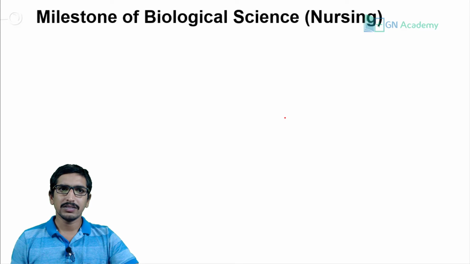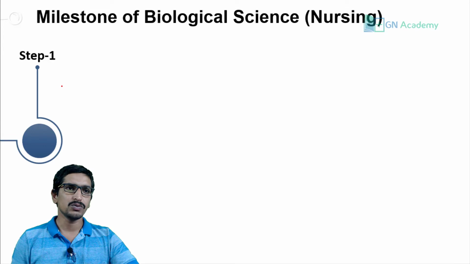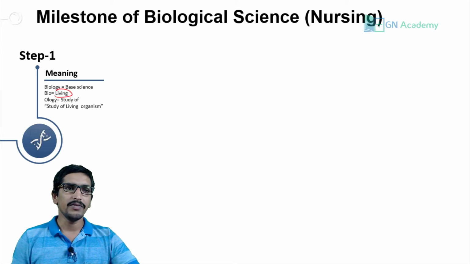See, biological science is related to the nursing profession. What are the milestones of biological science in the nursing profession? Let me discuss the first milestone with the meaning of biology. Bio is living and ology is study of. The meaning of biology is the study of living organisms.